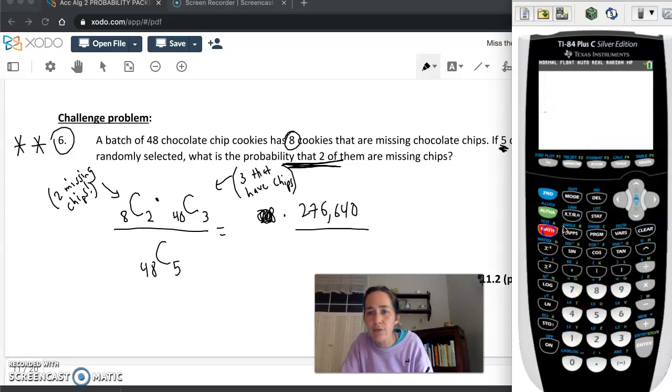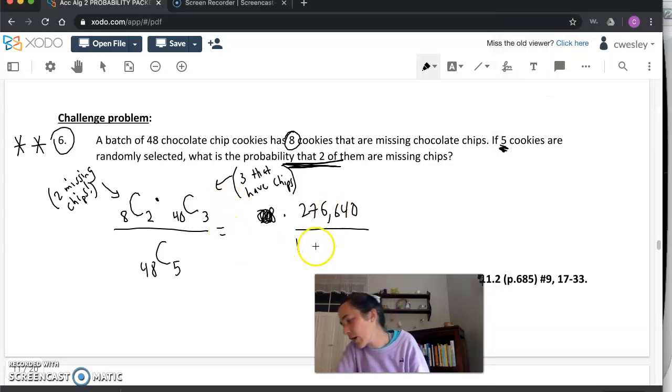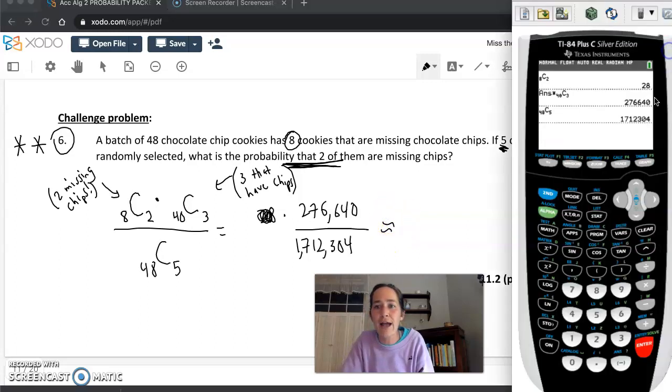We want to divide this by 48 things, and we're picking 5 cookies out of the 48. Okay. Oof. Okay, so we've got 1,712,304. This definitely reduces. I know for sure that at least a 2 goes into the top and bottom as a common factor. For a crazy fraction like this, even hitting math frac in the calculator isn't going to do much good.